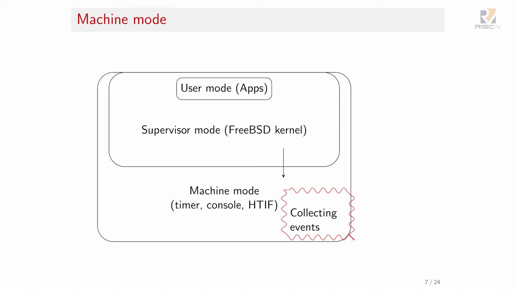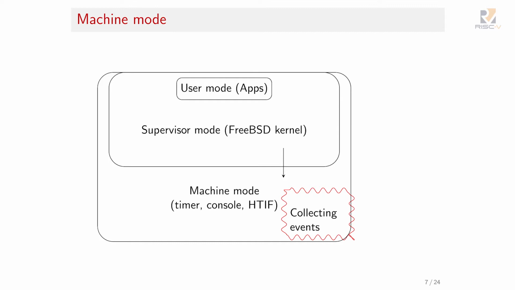RISC-V is designed to have a special privilege level, machine mode. And one thing that surprised me is that the console device and other HTIF devices can only be accessed from machine mode. That means we have to switch to machine mode every time we want, say, to put a character to the terminal. That is a bit strange, I think.